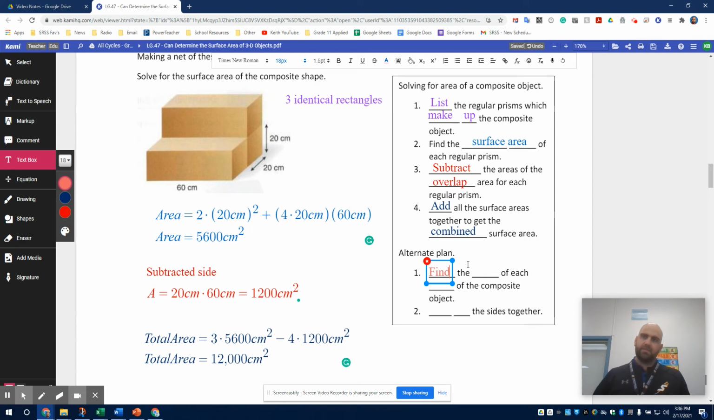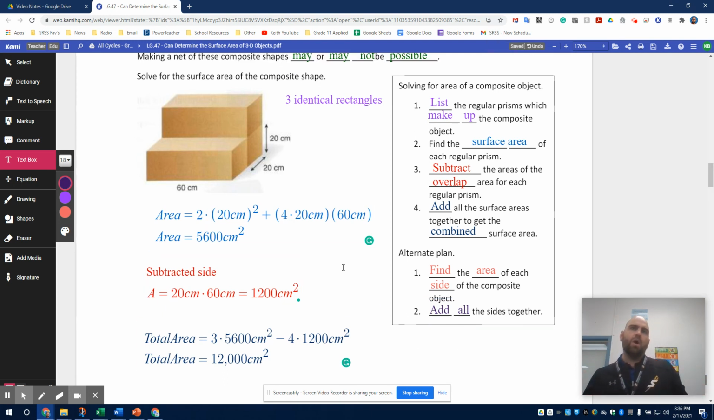The alternate way is to find the area of each side of the composite object. And when I say side, I'm talking about every single little piece here. Once we find all those little pieces, we're going to add, let's change that color to be purple, all the sides together. So again, we can do the full one and then subtract, or we can look at this and say that we have this 20 by 60 rectangle. There are 1, 2, 3, 4, 5, 6, 7, 8 of them.